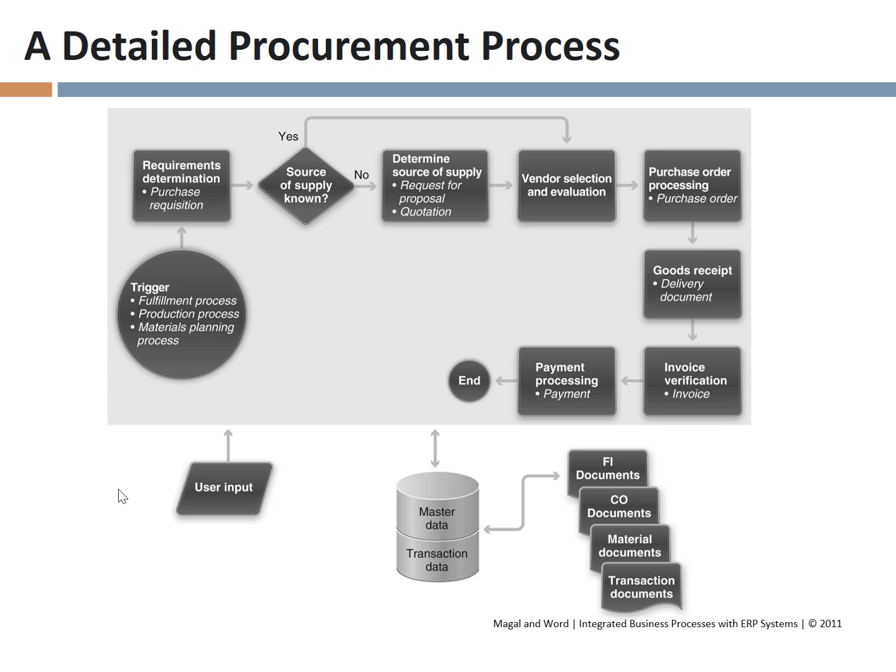When that's done, either way, now we have a vendor that we can select. We create the purchase order, we send that out, we wait for goods receipt, we get the invoice, we verify the invoice, we pay, and we're done. The documents associated with this that we will see, there's a whole host of them here. We have financial accounting documents, cost accounting documents, material documents, and transaction documents. So all of that at the end of the line here.